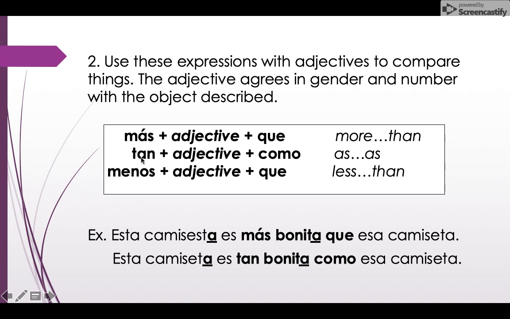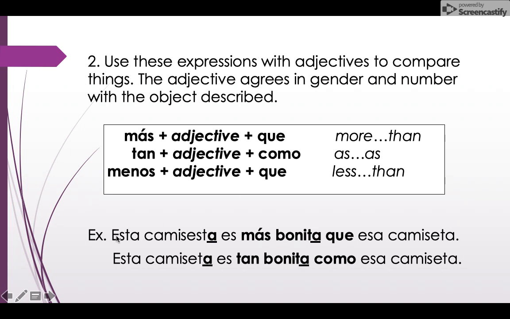Okay, so let's take a look at as the same. Tan plus an adjective plus como. So number 1 over tan, number 2 over adjective, and number 3 is going to be como. And then something that's less than, in order for it to be expressed correctly in the sentence, you're going to need menos, which is 1, adjective, which is 2, and que, which is 3.